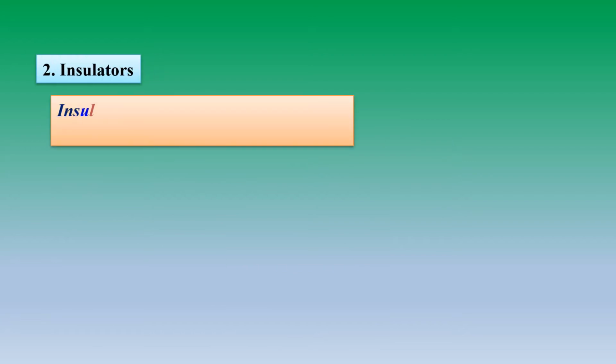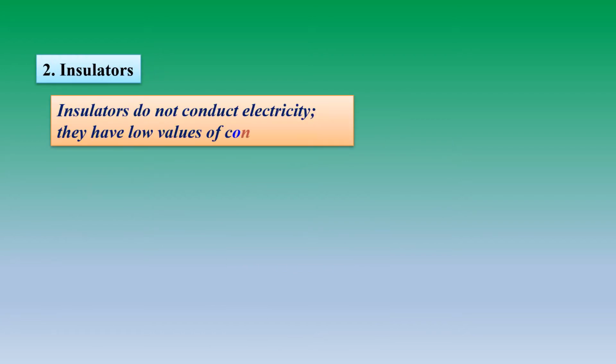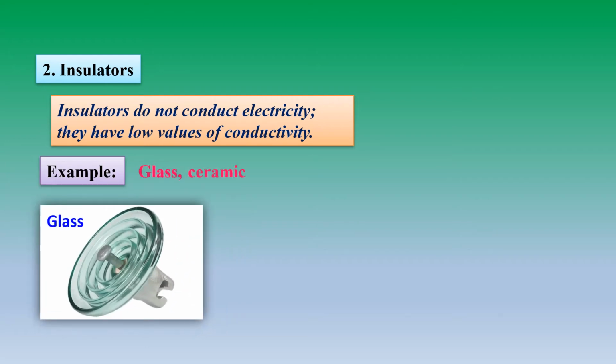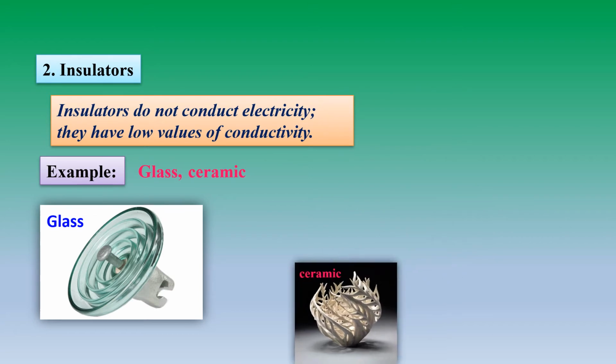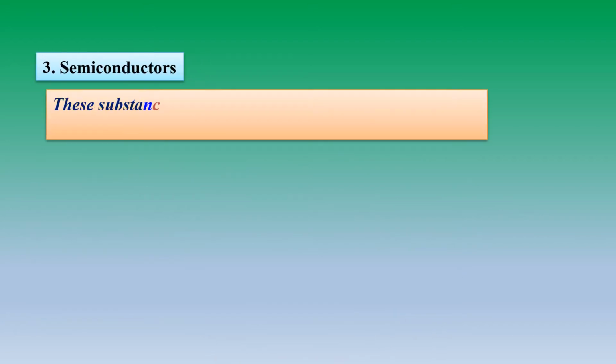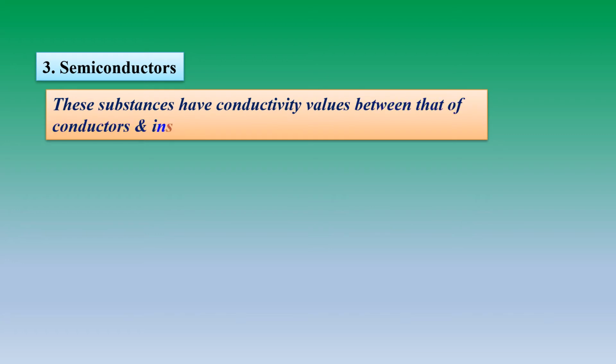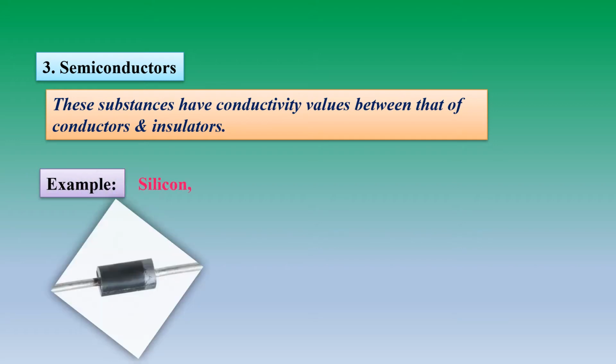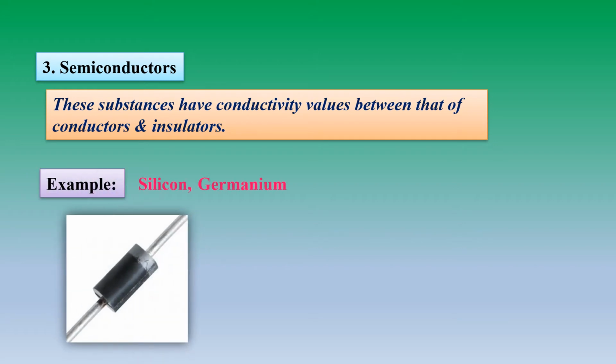Second one, insulator. Insulators are the substances which do not conduct electricity and they have very low conductivity. Examples are glass and ceramics. Third one, semiconductor. These are the substances which have conductivity values between that of conductor and insulator. Examples are silicon and germanium.